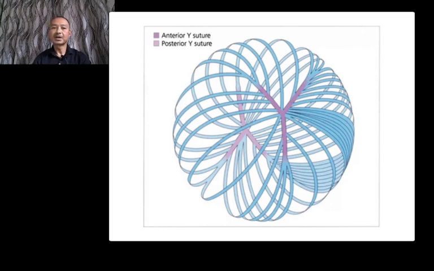So these lens fibers towards the anterior aspect gather together to form these Y sutures. You can see the purple color, Y towards the anterior aspect. This is the anterior Y suture. And towards the posterior aspect, you can see the inverted Y.